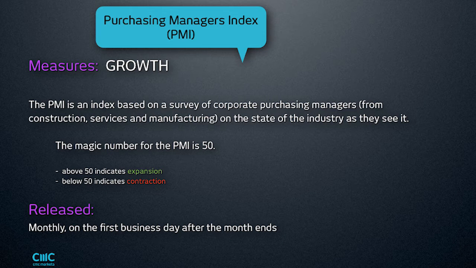If the PMI figure comes out above 50, that means that there's expansion within the economy. If that figure comes out below 50, that means there's a contraction. Okay, so typically anything over 50 is seen to be very, very positive for the economy. Everything below 40 is seen to be quite negative. That means it's contracting there. And that is also a monthly figure, and it's released the first business day after the month ends.